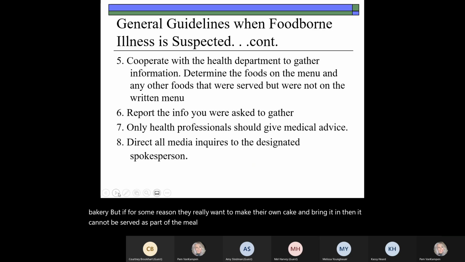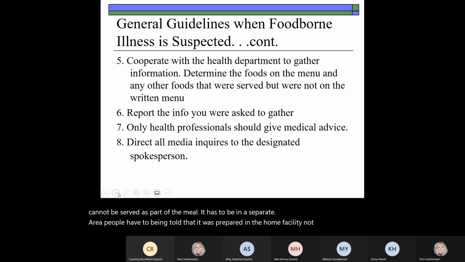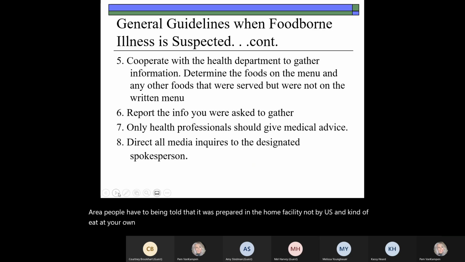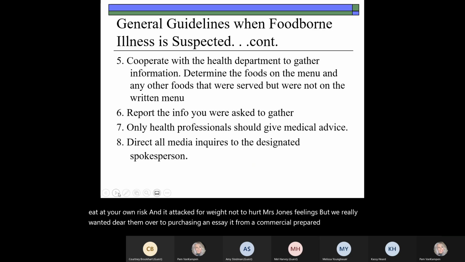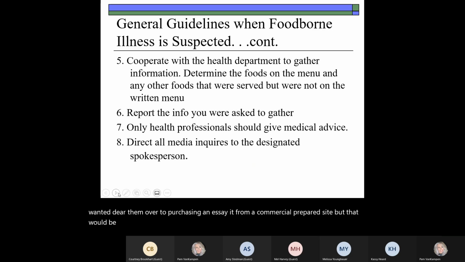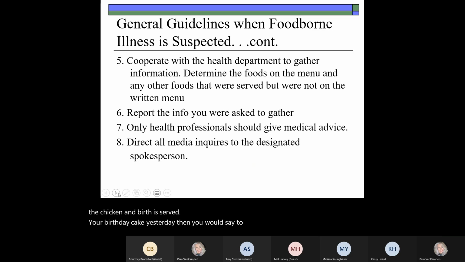It has to be in a separate area. People have to be told that it was prepared in a home facility, not by us, and kind of eat at your own risk, in a tactful way, not to hurt Mrs. Jones' feelings. But we really want to gear them over to purchasing from a commercial prepared site. But that would be if for some reason someone said, I got sick, it might have been the chicken, and well, Bertha served her birthday cake yesterday, then you would say to the health department, well, this was also served as well.